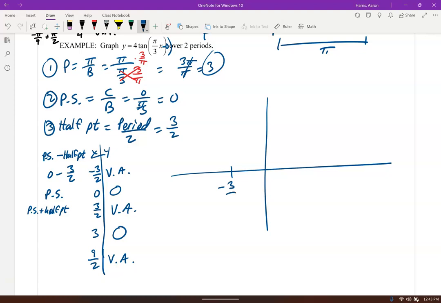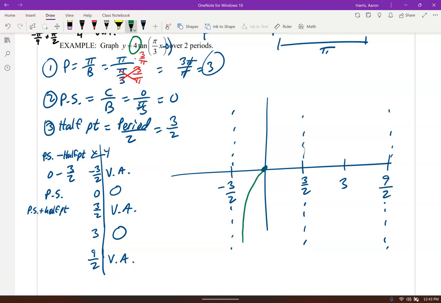Here's negative 3 halves. It's got a vertical asymptote. Here's 1 1/2. Another vertical asymptote. There's 9 halves, another vertical asymptote, 0, 0. And notice this 4 in front, it's positive, right? So it's still going to increase.